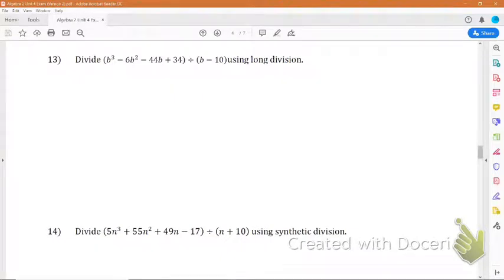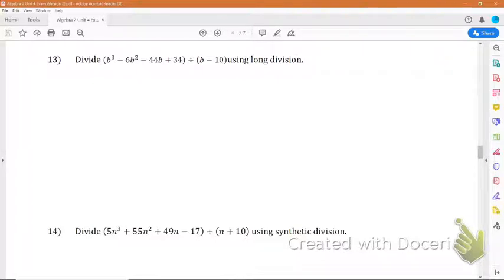Alright, so question number 13, as promised, there is one long division question on your test. If you use synthetic division, you will get partial credit for it. I'm going to do it with long division. You'll get the same answer as if you use synthetic. Using synthetic only loses you 1 point on your test.